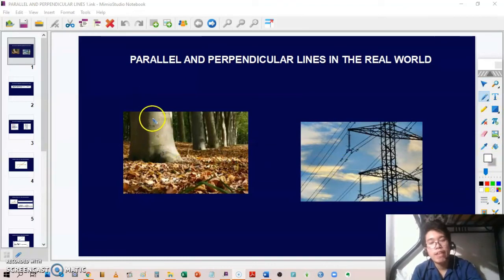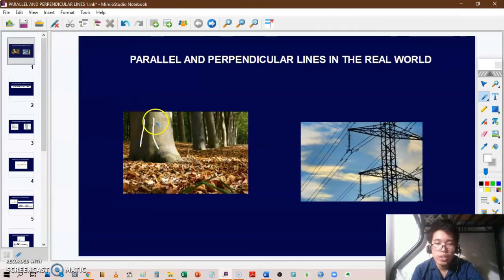So for example, you have your tree. Here we have a trunk of a tree, and here's the ground. The trunk of the tree is perpendicular to the ground. That means this angle right here measures 90 degrees. So there you go, it measures 90 degrees. That's one example of perpendicular lines in the real world.